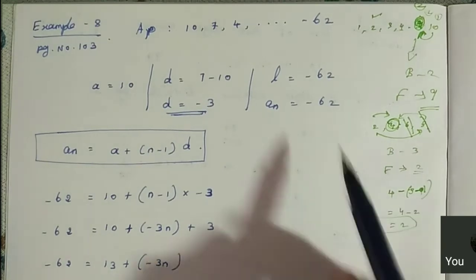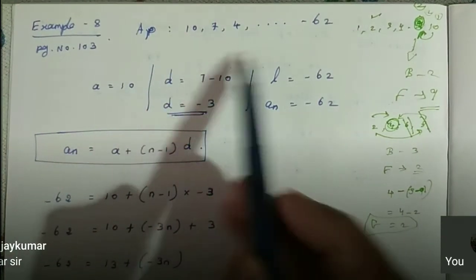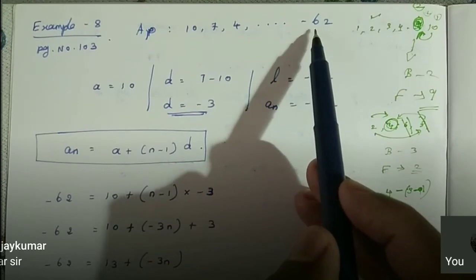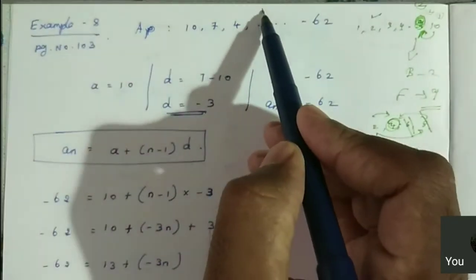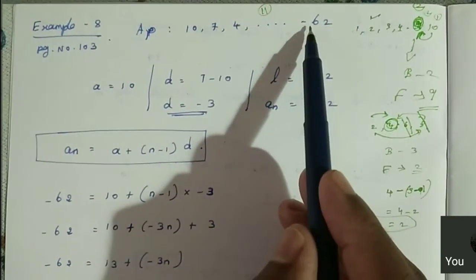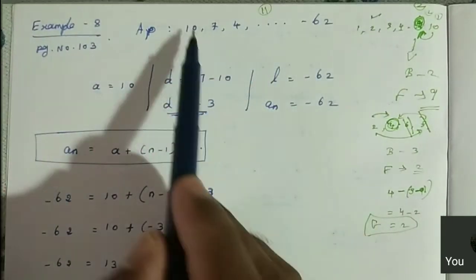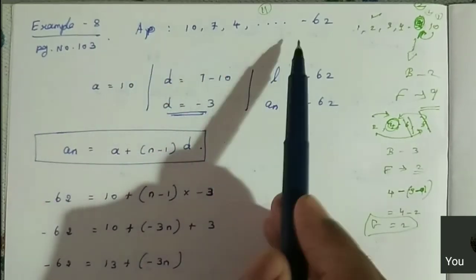The same thing here. Now they have given an AP, right? So the last term is 62. They are asking for the 11th term from the backside onwards. So we first find how many terms are here. How will you find how many terms are here?